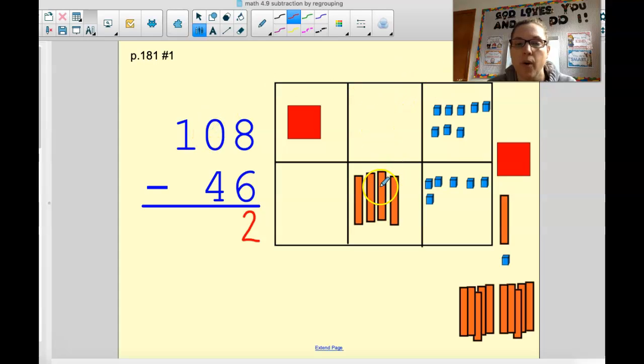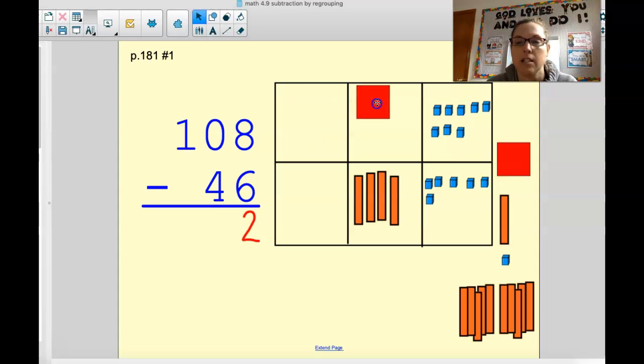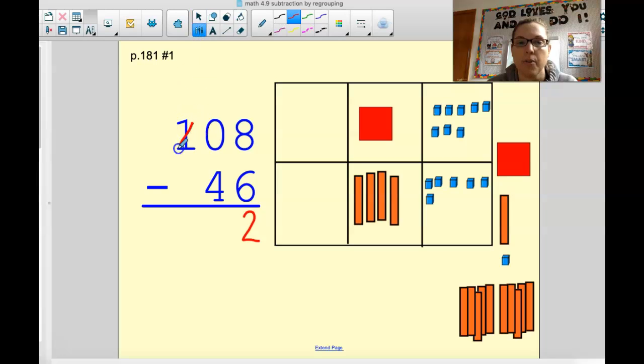0, take away 4. Do we have more on the top or more on the floor? This time we have more on the floor, so we can't do 0 take away 4. So we're going to go over to the next to the hundreds place and take the 100. So we're going to bring the 100 into the tens place. So in writing, we cross out the 1, so we took that 100 away and make it a 0. We brought that into the tens place.